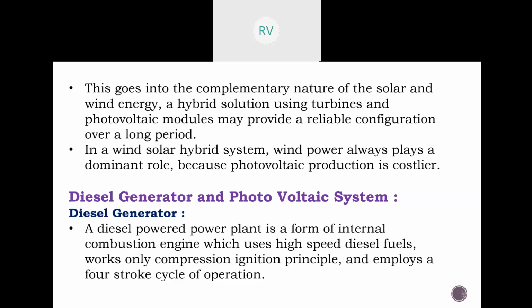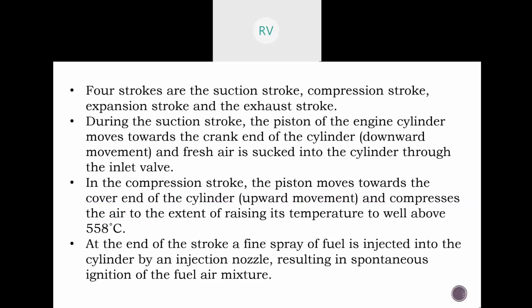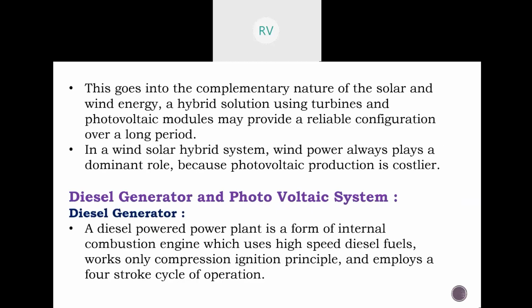Okay. Next we are going to see the diesel generator and the photovoltaic system. That is how these are constructed and what are the parts present in each of them. Okay. Now the first one is the diesel generator. A diesel powered power plant is a form of internal combustion engine which uses high speed diesel fuels, works on the compression ignition principle and employs a four stroke cycle of operation. So basically, the diesel generator is nothing but an industrial internal combustion engine which is using high speed diesel fuels.